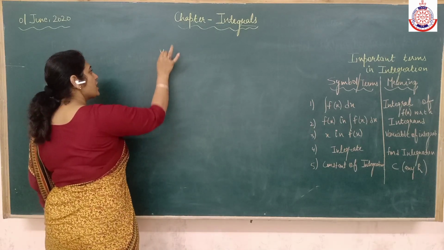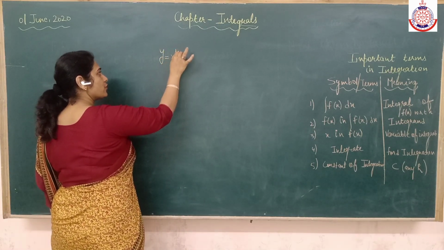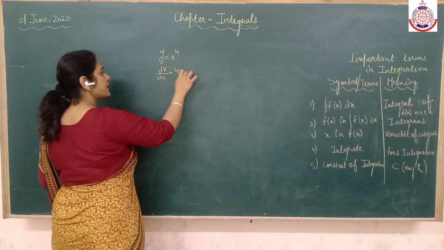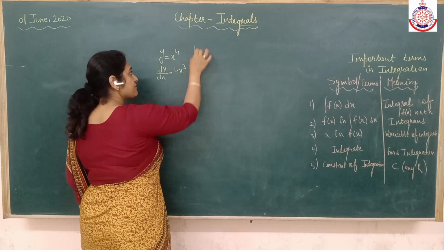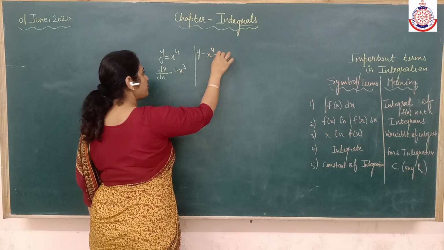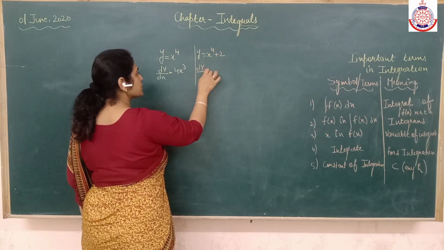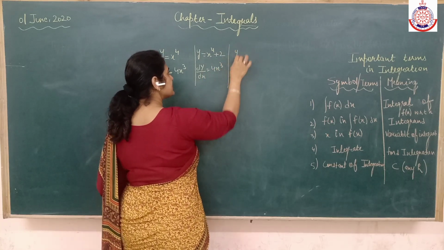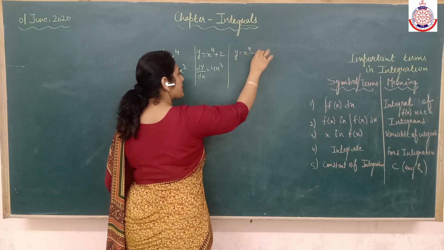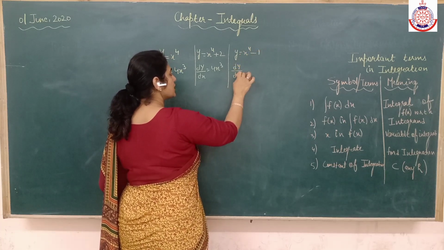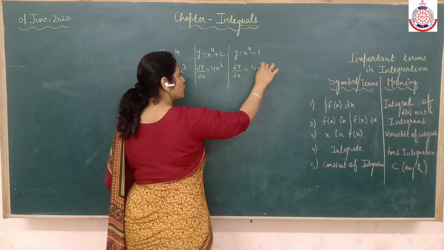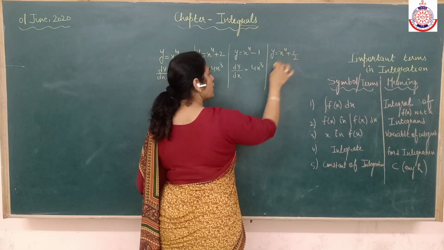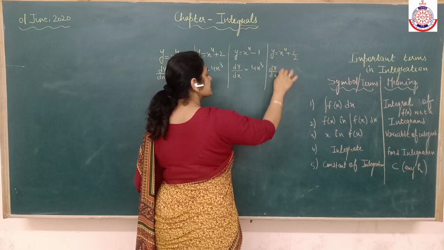If I say y is equal to x raised to power 4, what is dy upon dx? That is 4x cubed. If I say y is equal to x raised to power 4 plus 2, what is the differentiation? That is 4x cubed. If y is x raised to power 4 minus 1, it is 4x cubed. If y is x raised to power 4 plus half, the differentiation is again 4x cubed.